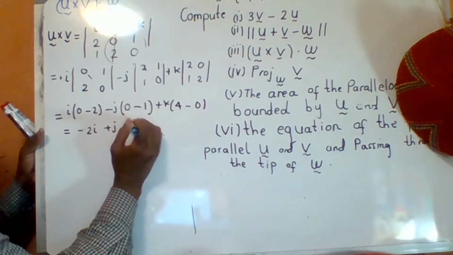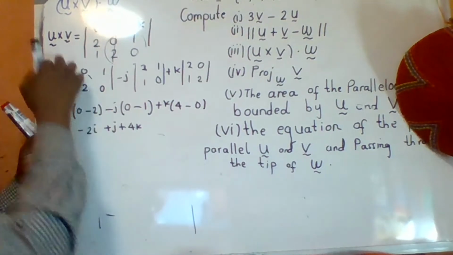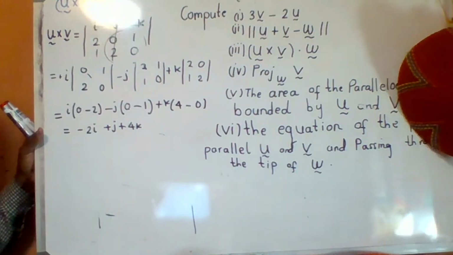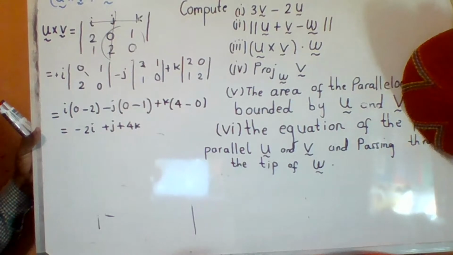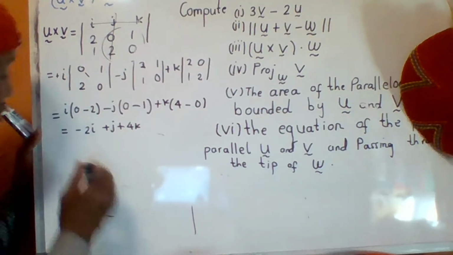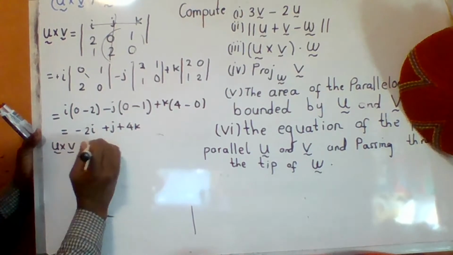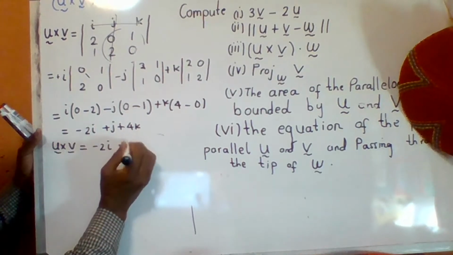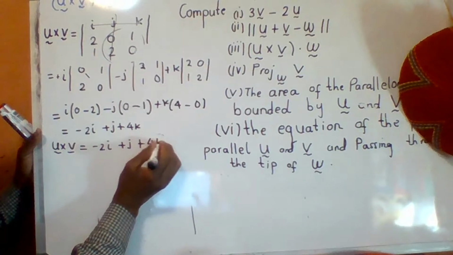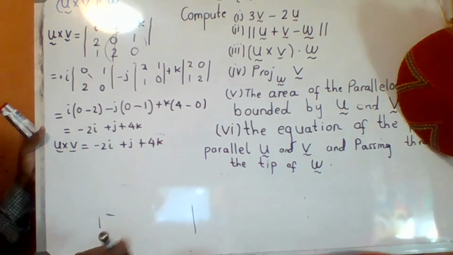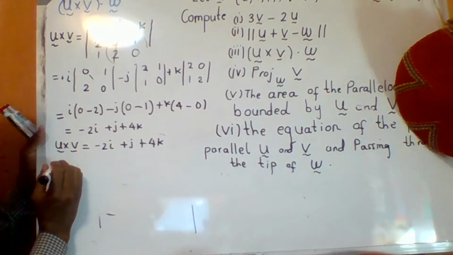But what? i. Now we come here. This is going to be minus 1 times minus j, which is going to be positive j. Now we come here. It's going to be 4, 4 times k, which is positive k. So this is u cross v. So we go for the next one. So u cross v equal to negative 2i plus j plus 4k.